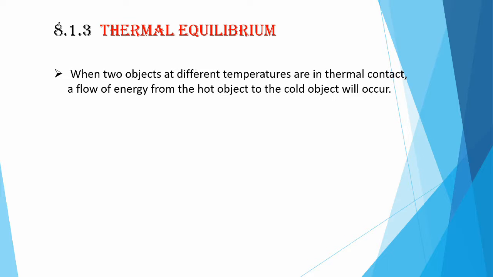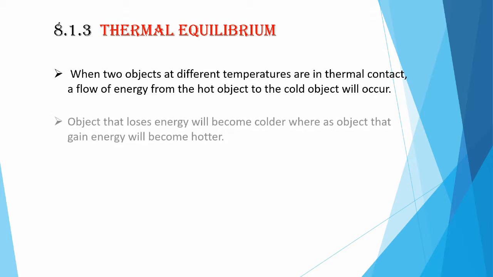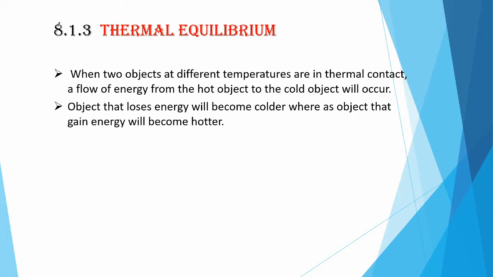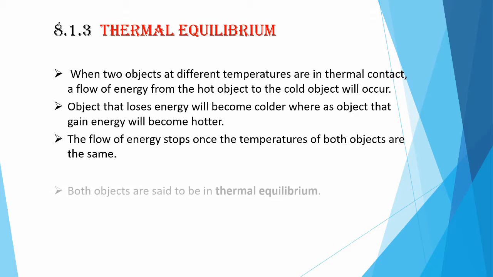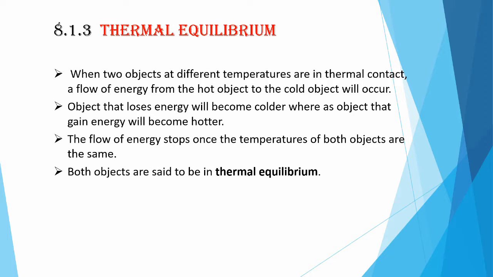8.1.3, Thermal equilibrium. When two objects at different temperatures are in thermal contact, a flow of energy from the hot object to the cold object will occur. The object that loses energy will become colder, whereas the object that gains energy will become hotter. The flow of energy stops once the temperatures of both objects are the same. Both objects are said to be in thermal equilibrium.